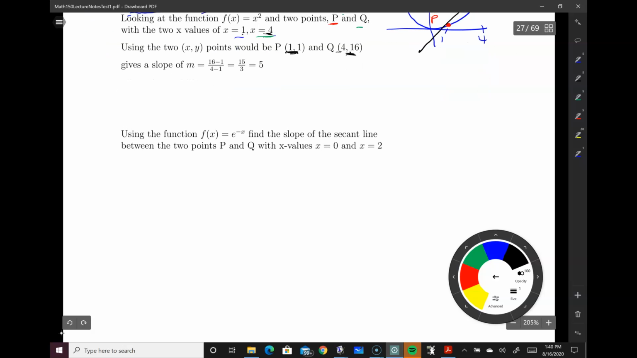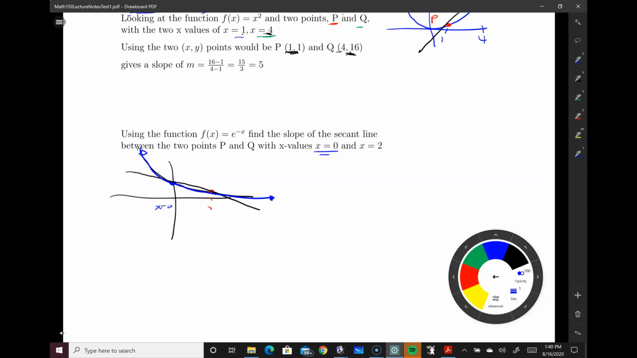Okay, so let's deal with e to the negative x. So e to the negative x, you know, looks like this. So when x is 0, I'm using this point here, right? This is x is 0. X is 0 corresponds to that point there. And then x is 2 would correspond to that point there. So the black secant line would be the line between these 2 points. Oops, sorry, I should have used a different color. So here's the blue function. There's the black secant line.